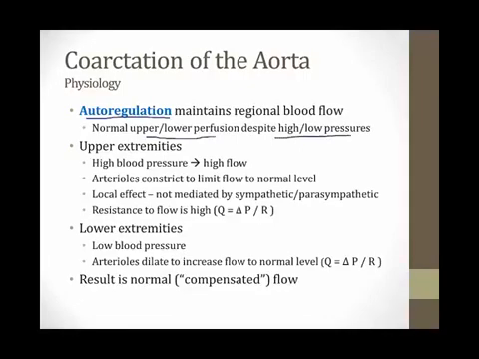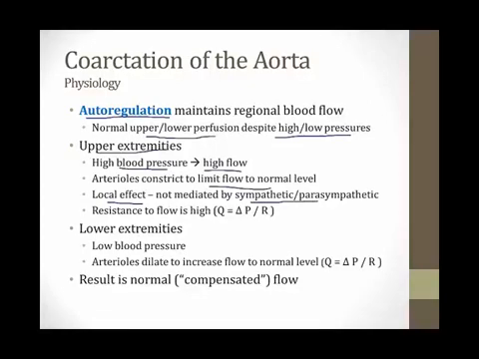So because of autoregulation, you can get normal upper and lower extremity perfusion despite the different high and low pressures. So for example, in the upper extremities there is very high blood pressure, and that should lead to high flow. However, the arterioles will constrict to limit flow to the normal level. This is a local effect. It's not mediated by the sympathetic or parasympathetic nervous systems.